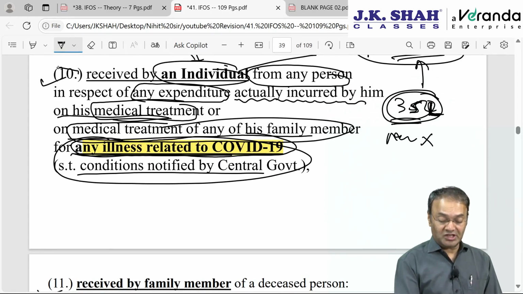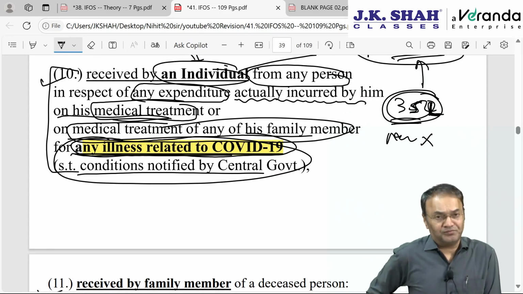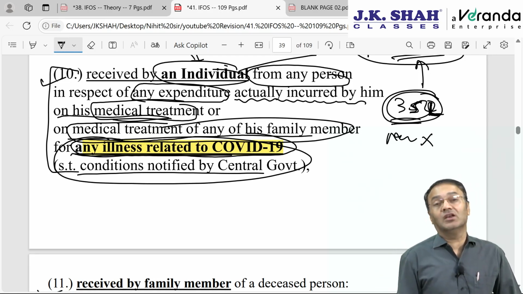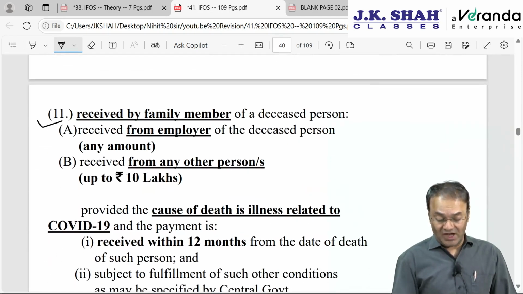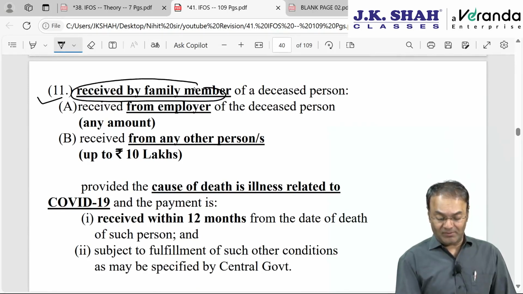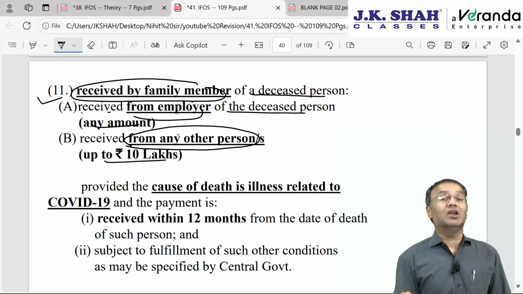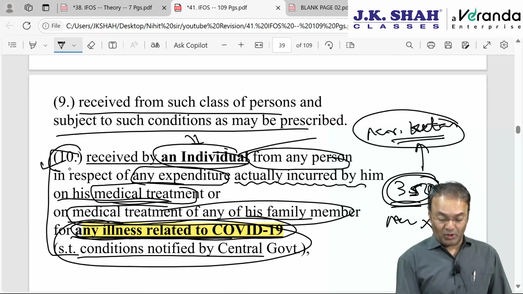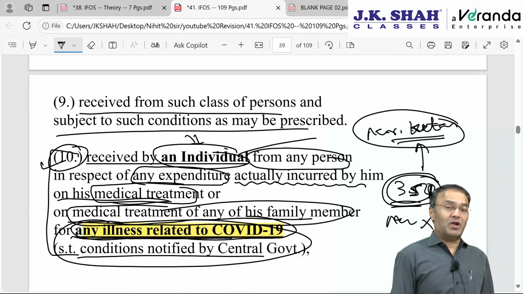This is in case that person is alive and he undergoes medical treatment. What if he dies? If the person was an employee working somewhere and he dies, then the employer might come forward and pay some compensation to the family members of the deceased employee. If that is what happens, then the next point, point 11: receipt by a family member of the deceased person from the employer of the deceased person, or receipt from any other person exceeding 10 lakh. Again relating to COVID-19, but here the assessee is dying. In the 10th point, no one is dying, it's just that the person is provided with medical treatment.